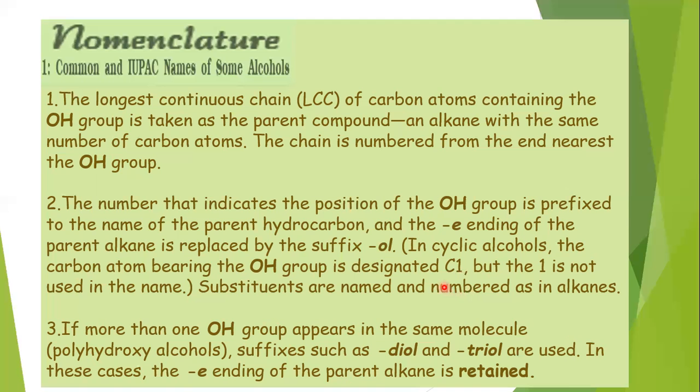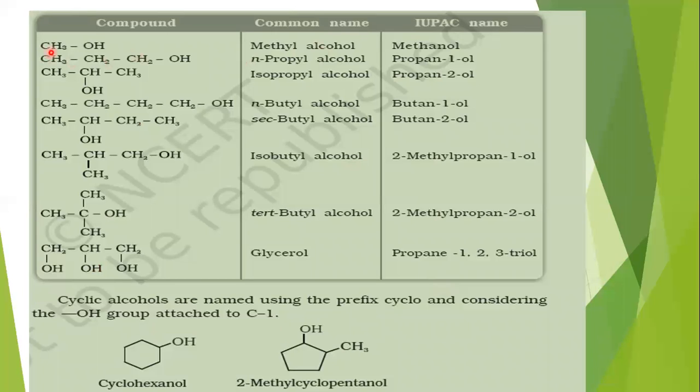Okay, now let us see here CH3OH. Now OH is attached to a methyl group. The methyl group has only one carbon. So its IUPAC name is methanol. Methanol. The suffix is OL, and here the E of the alkane, it is derived from methane, so the E of the alkane is substituted by the word OL.